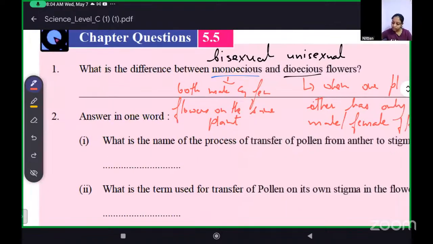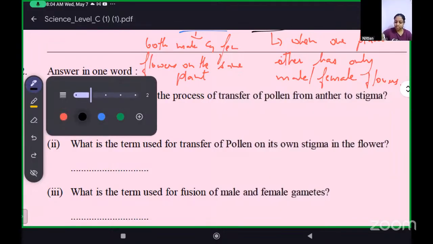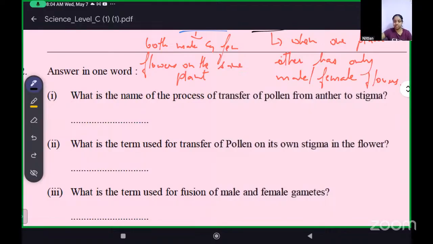Okay. Then answer in one word. What is the name of the process of transfer of pollen from anther to stigma? Fertilization. Okay. Think again. Pollination. Yes.